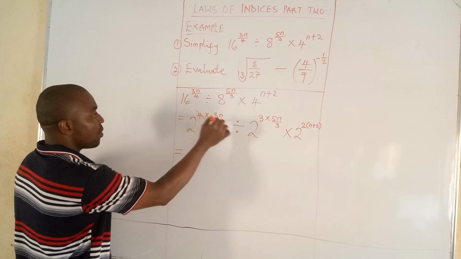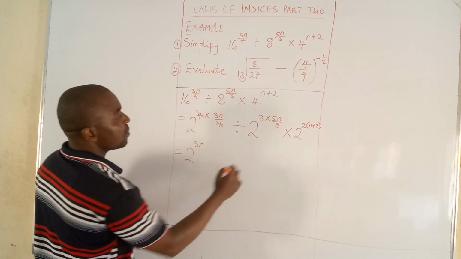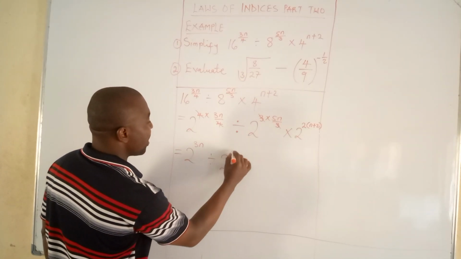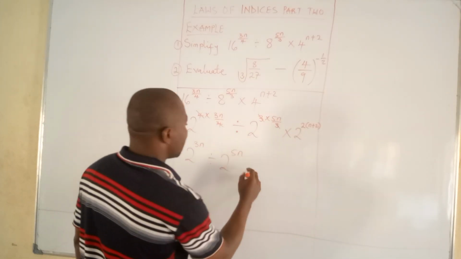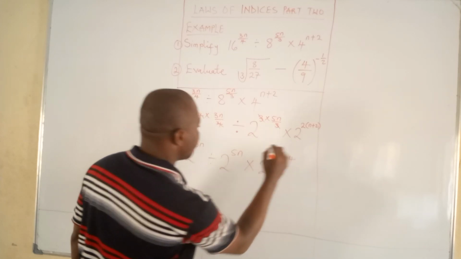And so this 4 will cancel this 4 and we'll be left with 2 raised to power 3n. This 3 will cancel this 3 and we'll be left with 2 raised to power 5n times 2 raised to power 2n plus 4.